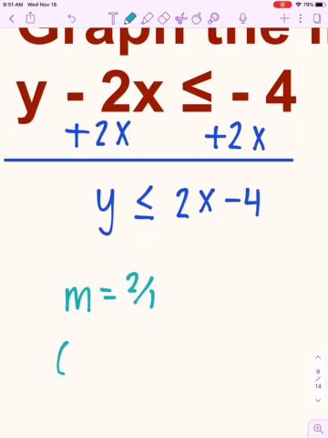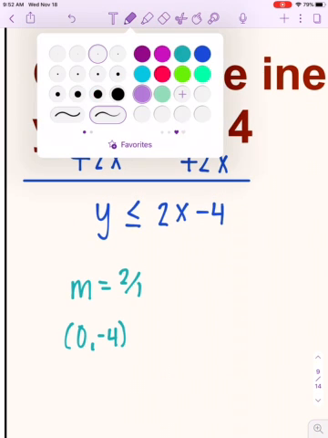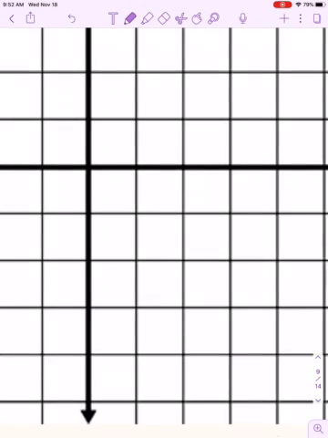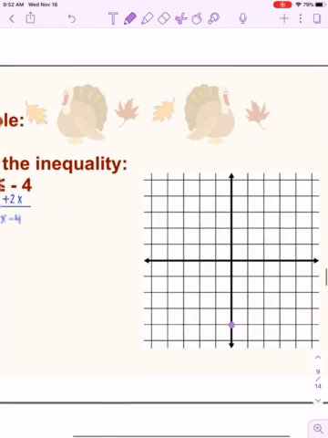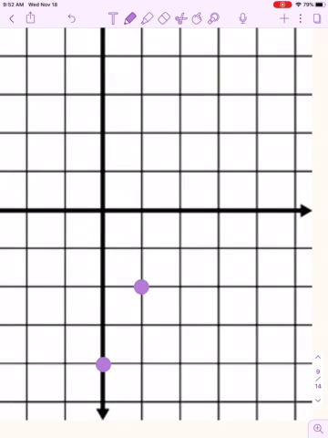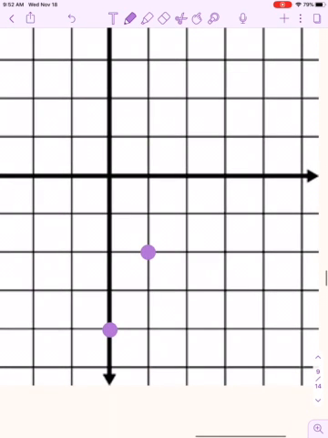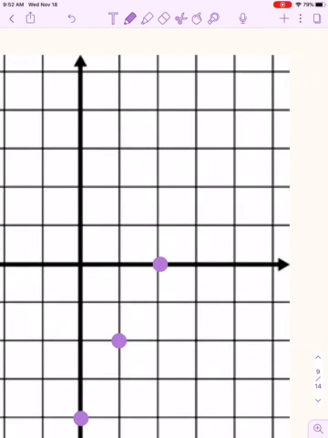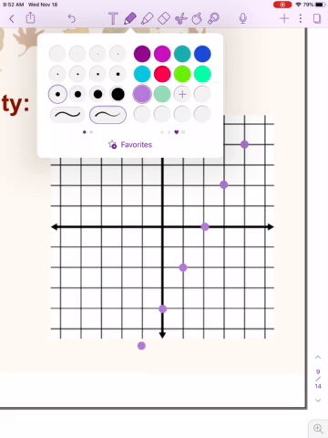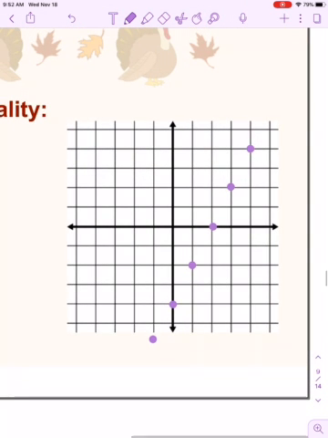So the slope of this line is a positive 2 over 1, and my starting point is going to be 0, negative 4. Okay, so I'm going to go to my graph, and I'm going to start at 0, negative 4. So down 4 on the y-axis, plot the point. The slope is a positive 2 over 1, so that's going to be up 2, right 1, or down 2, left 1. Kind of run out of room there. I'm just going to put as many points as I can fit on the graph, so I'm going to continue to go up 2 over 1, over to the right 1, just to make it a little bit more accurate.